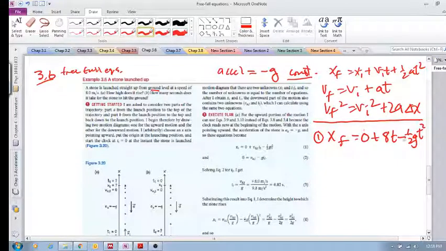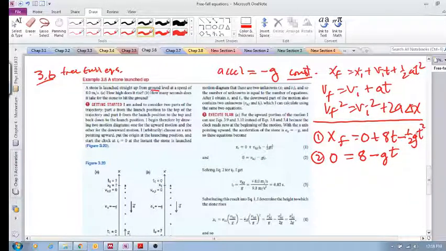So I've got two unknowns here. I've got time and position. What about this one? Equation 2. What is my final velocity right at the top? We know it's 0. My initial velocity is 8. And I've got minus gt. Okay? So there I'm able to then solve for time.